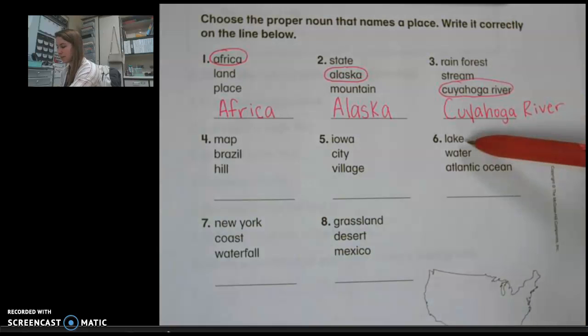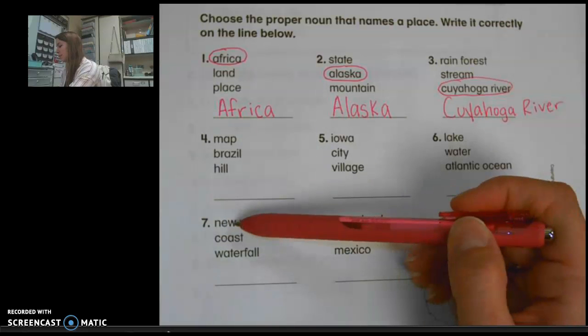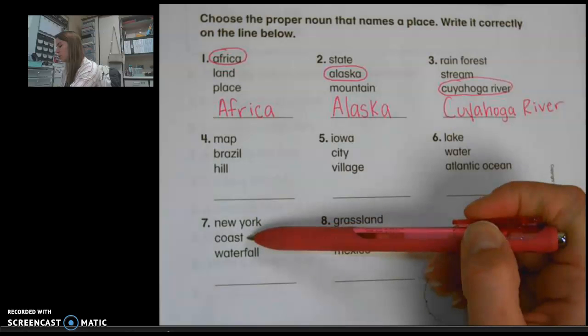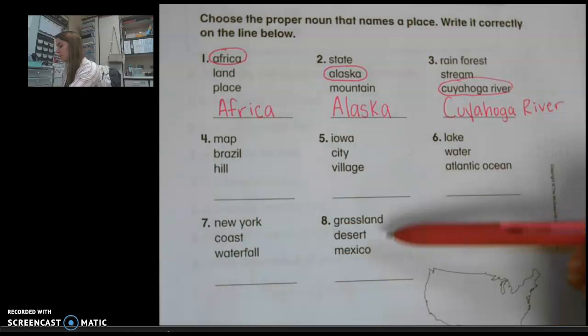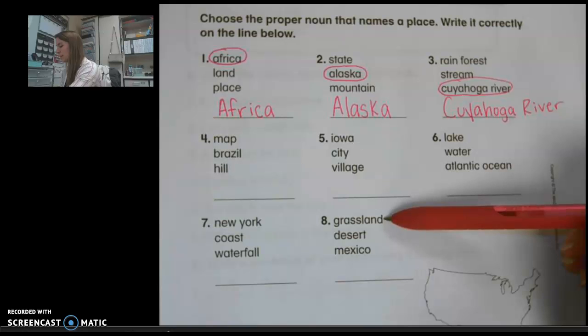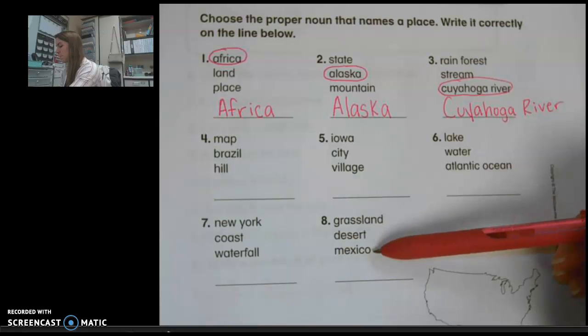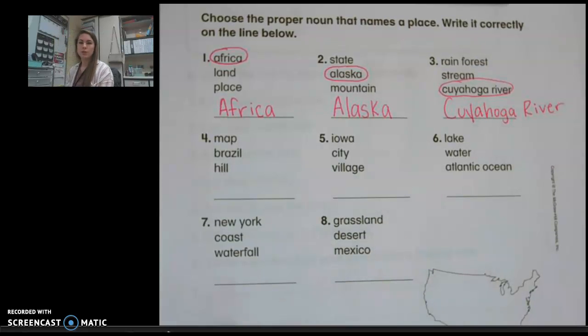Number 6, we have lake, water, Atlantic Ocean. Number 7, we have New York, coast, waterfall. Number 8, we have grassland, desert, and Mexico. So make sure you circle the proper noun in the list of 3 and write it correctly on the line with a capital letter. Make sure you put your name on your paper and turn it in when you're done.